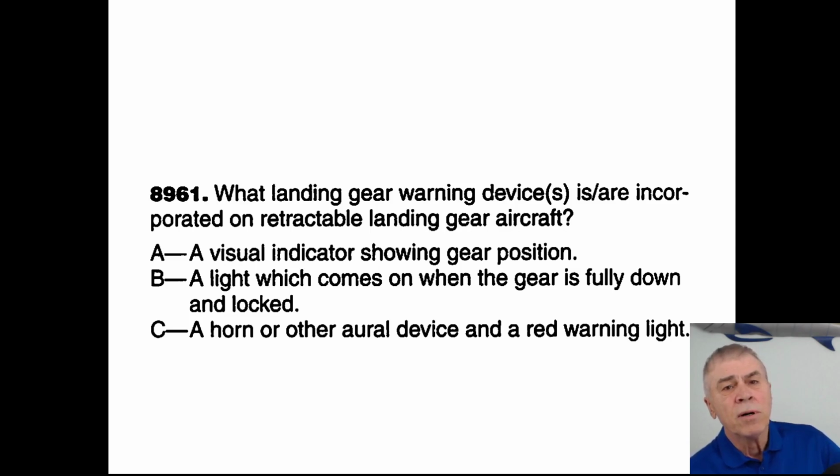All right, so B sounds right, but it's not exactly up to the level of the landing gear warning devices. That was certainly landing gear position, but then the last regulation we looked at, we want you to be warned if you're doing something wrong. So the way we warn you is with a horn and a red warning light.